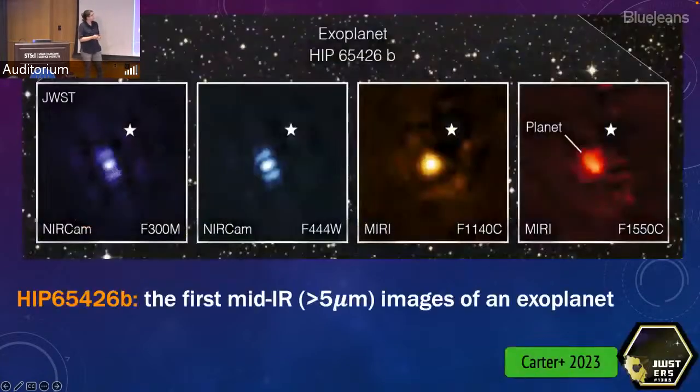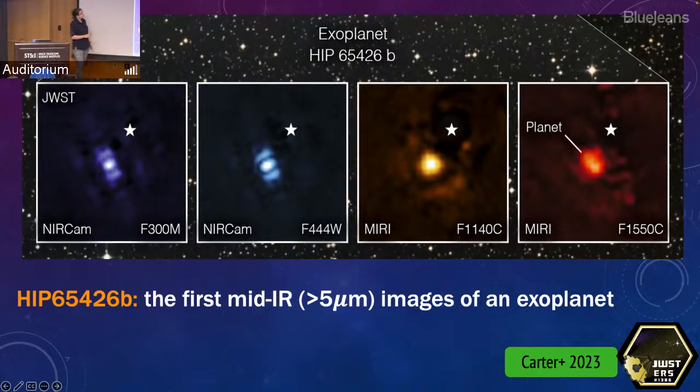But one of the results from this program that I was particularly excited about was the first images of HIP 65426b with JWST. So this is a planet that was first detected from the ground using the SPHERE instrument. It's about a 16 million-year-old planet. And you can see that planet signal pops out really clearly across the NIRCam and also the MIRI wavelengths.